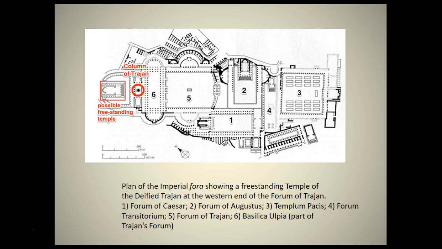On the western side of the basilica was another courtyard flanked by 2 libraries, one Greek and one Latin, that contained a monumental honorific column known today as the Column of Trajan. So we're going to be looking in particular at the Basilica Ulpia and the Column of Trajan, as well as the markets of Trajan.